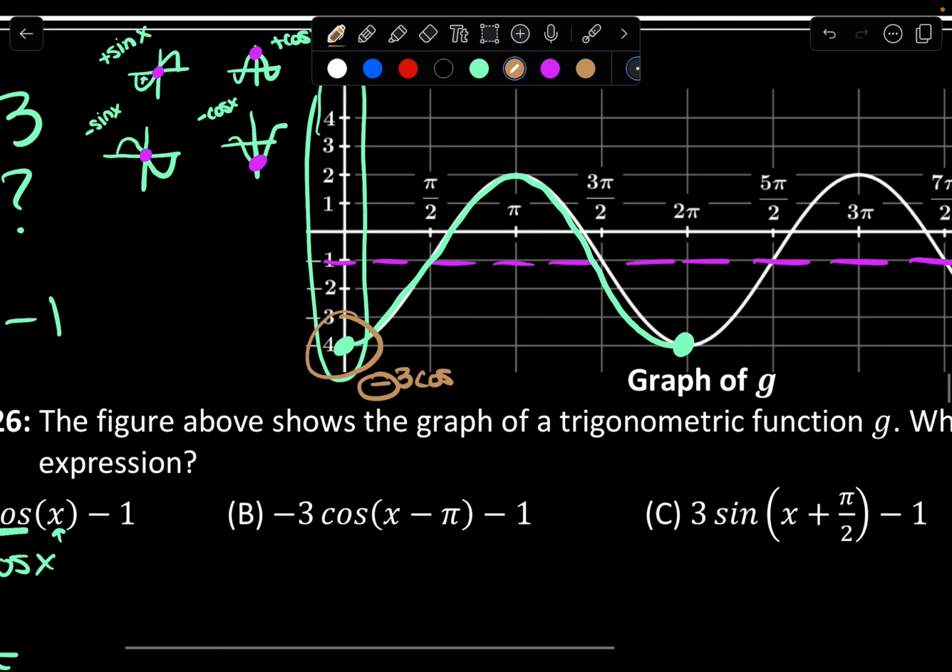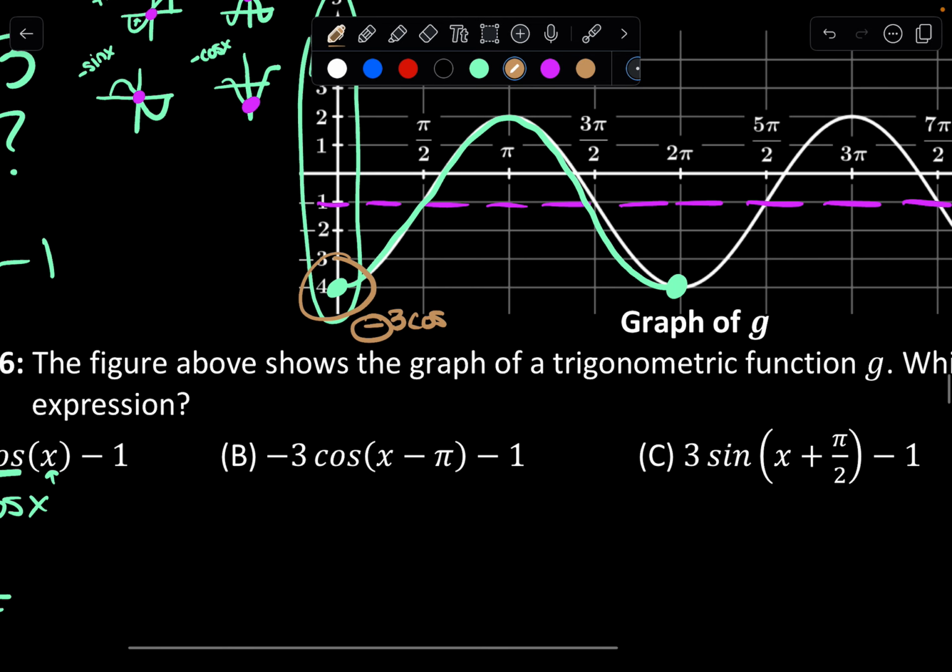Now let's look at B. Now I do see that -3 cosine. I want to focus on the minimum and see where it is in relation to the y-axis. But the issue is, if I were to use -3 cosine, it's on the y-axis, which means there should be no phase shift or no horizontal translation.